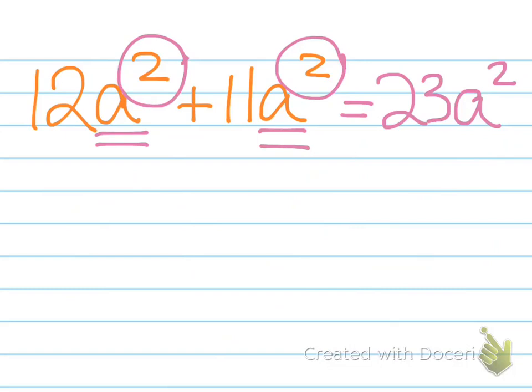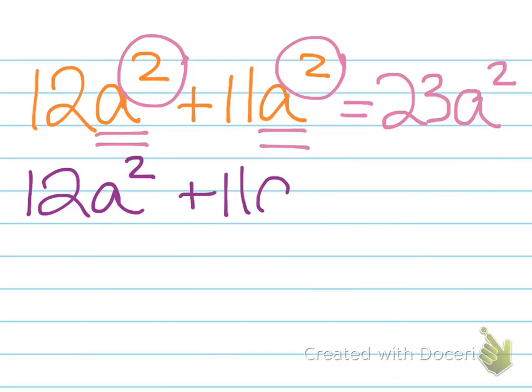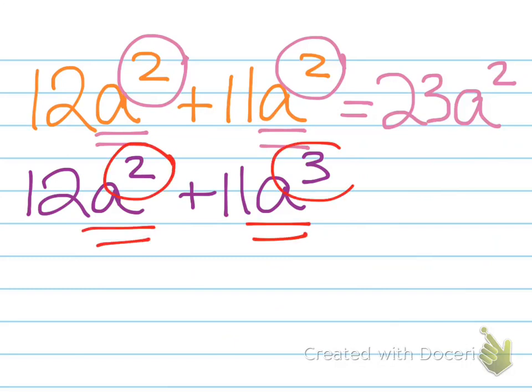All right, now, let's look at a very similar one. What if I give you 12a to the second, and what if I gave you 11a to the third? Well, yeah, they both have a, but one's a 2, one's a 3. You cannot add these together.